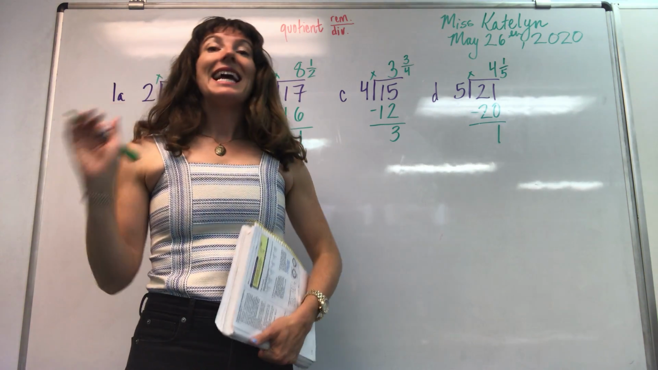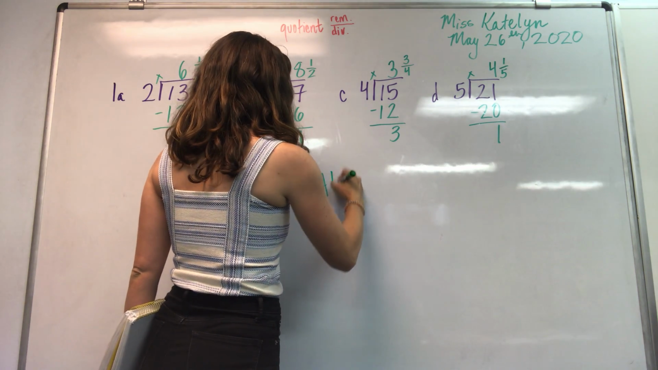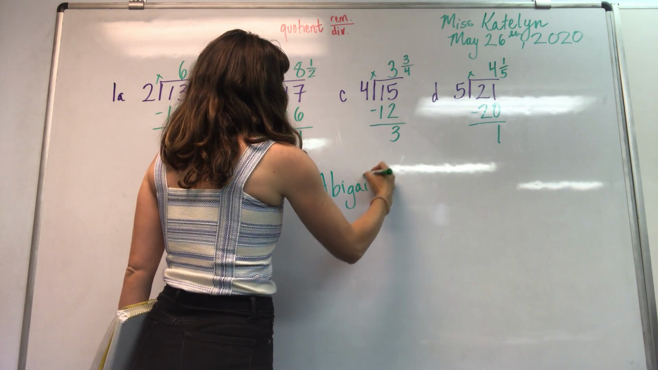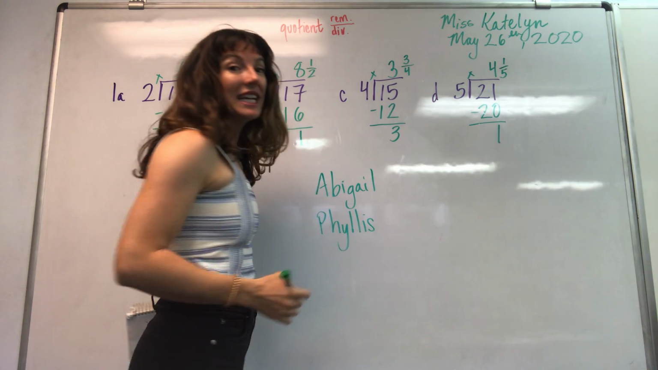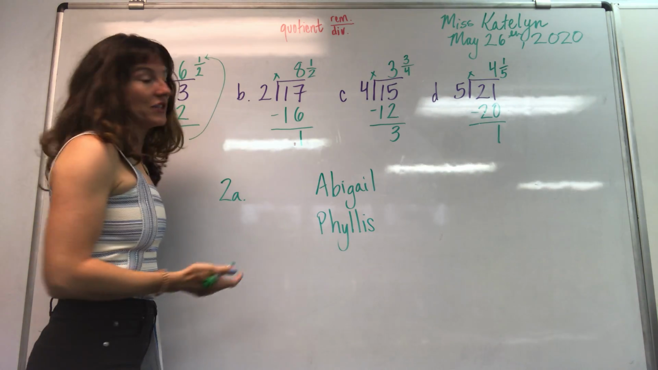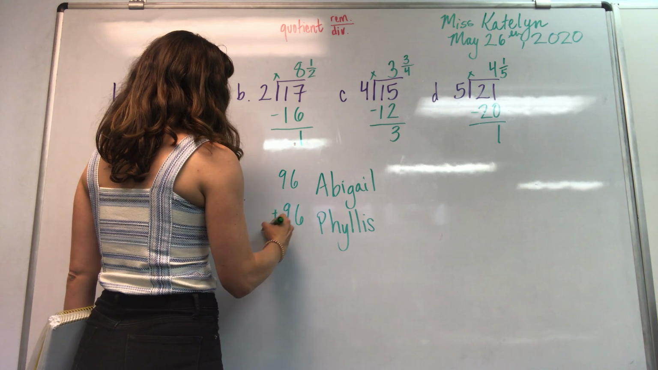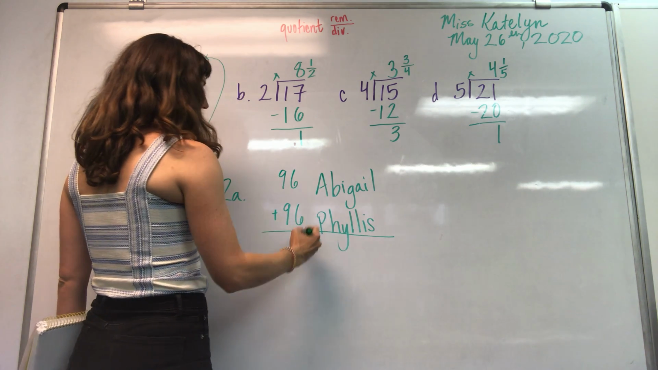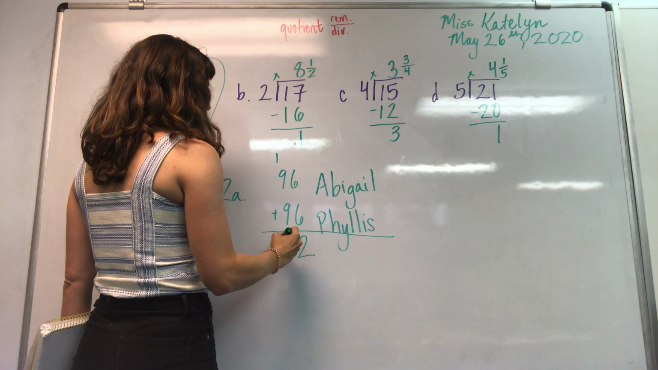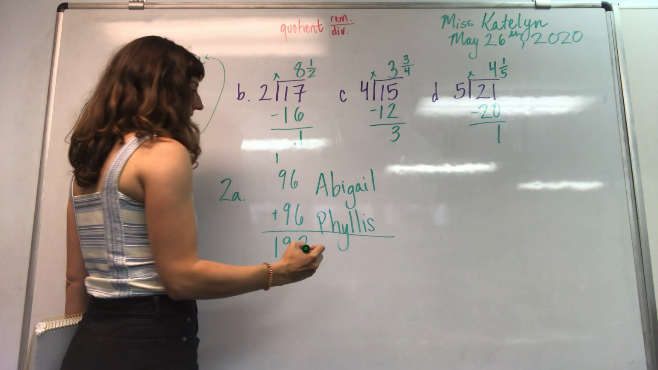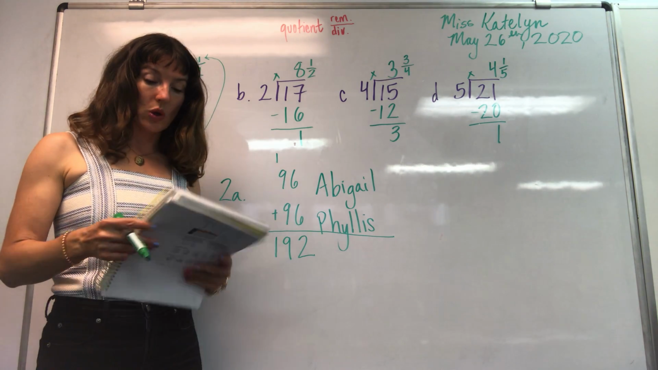Abigail and Phyllis each made 96 pieces of candy, okay? You know how I am about writing those names. Abigail, Phyllis. The word each means every person mentioned, okay? 96 and 96. 6 plus 6 is 12. Carry that 1. 1 plus 9 is 10, plus 9 is 19. Okay? Now we know how much candy they had in total.